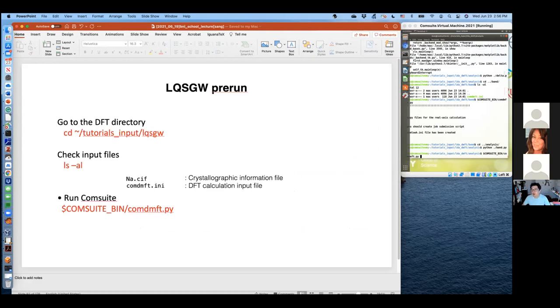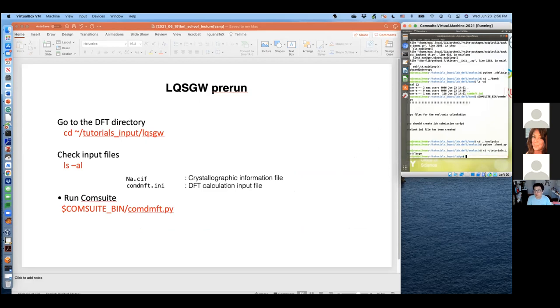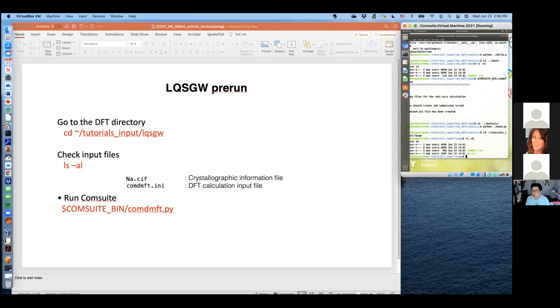Okay, so for that, let's move to the directory. First, we should do the qsGW+DMFT free run. So what you need to do is move to tutorial input qsGW. And if you check what is inside, then there is one input file and one crystallographic information file here. But before going into the detail, let's run the calculation.